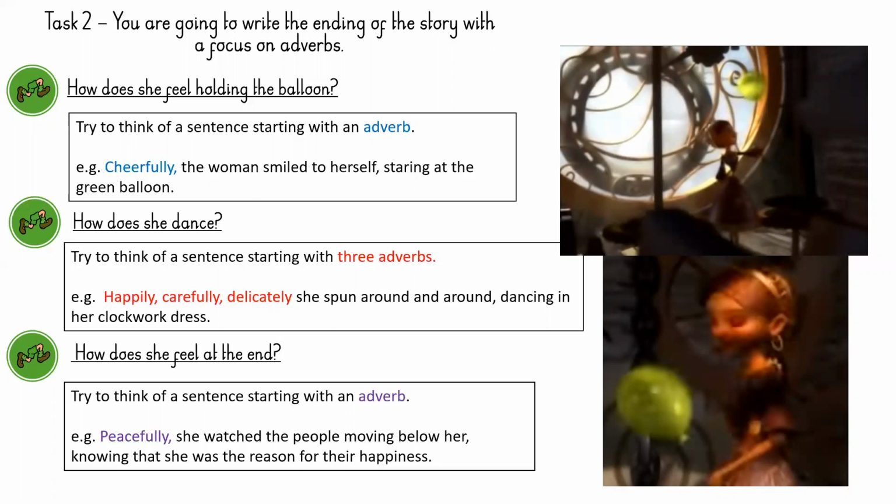So sentence 1, we're going to think about how does she feel when she's holding the balloon. Because right at the end, as she's spinning and she's watching the world go back to normal, this green balloon floats through the window, and she gets to hold it. So how do you think she might be feeling when she's holding that balloon?